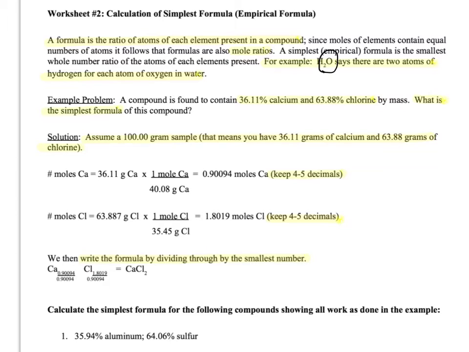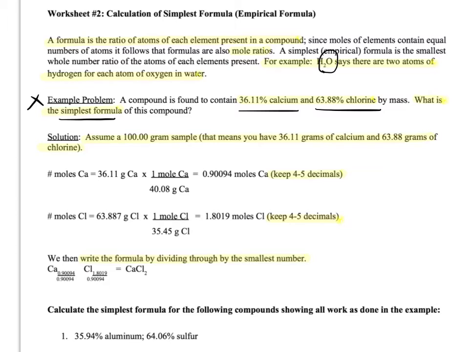So it's a ratio. All right, so in this worksheet, we are going to imagine that we are scientists in a laboratory and we have been given a sample that has been analyzed. So if you look at this example problem, you are given the information here, the analysis, that the sample you're looking at contains 36.11% calcium and 63.88% chlorine. So it's all calcium or chlorine because those two percentages add up to 100, right? And so we want to know, all right, what would be the formula that would describe this compound? The simplest formula, the most reduced formula.